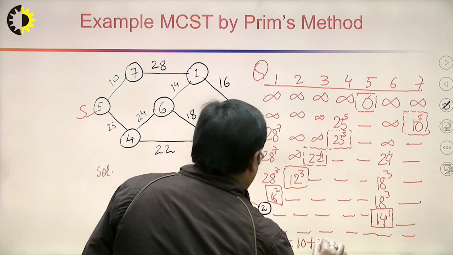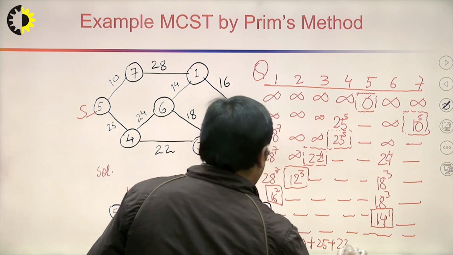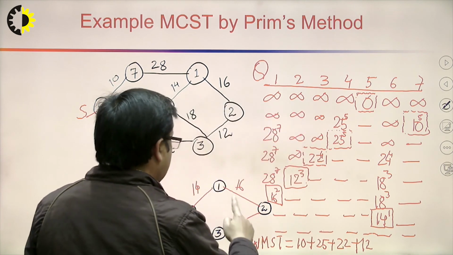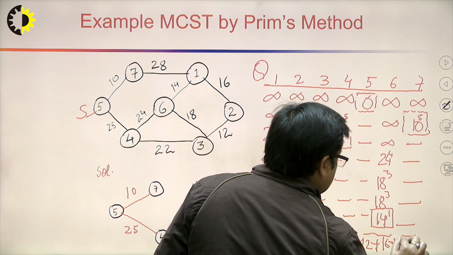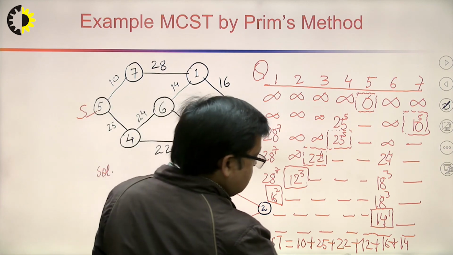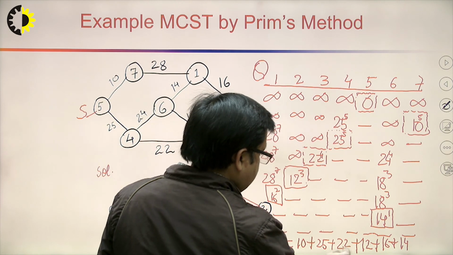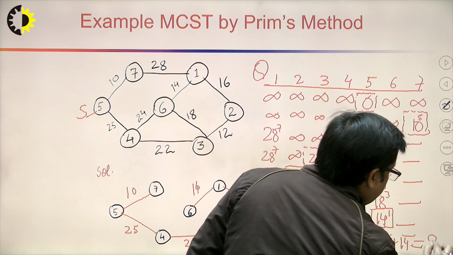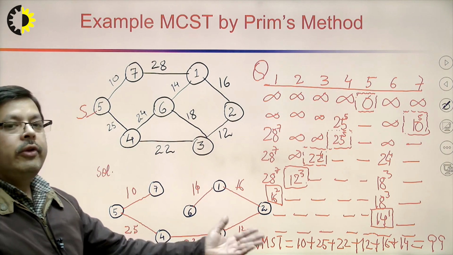10 plus 25 plus 22 plus 12 plus 16 plus 14. So when you calculate this, 16 plus 14 is 30, 30 and 34 is 64, 64 and 35 equals 99. So the weight of the minimum cost spanning tree is 99.